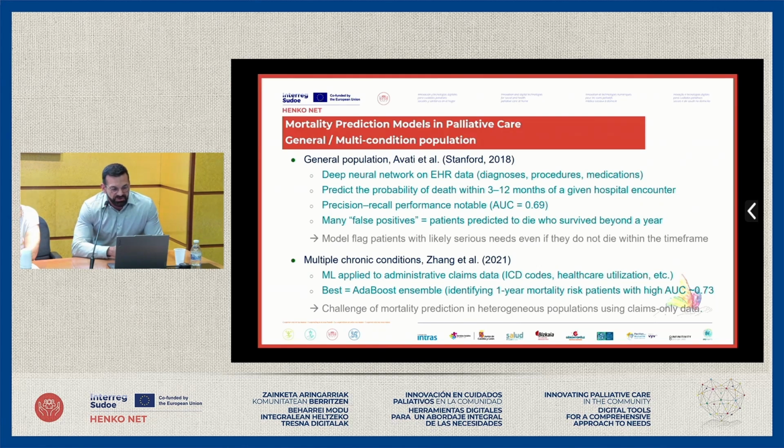There was also another kind of model developed for multiple chronic conditions. This time it was applied to administrative data, and it was a less developed technology because it was a boost ensemble. But the interest of this example is that it is a challenge to predict mortality in a heterogeneous population if we use only one kind of data. This is the conclusion, because you saw that the accuracy of this model is less interesting.